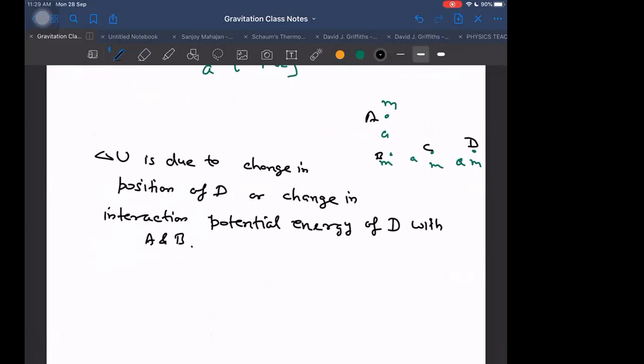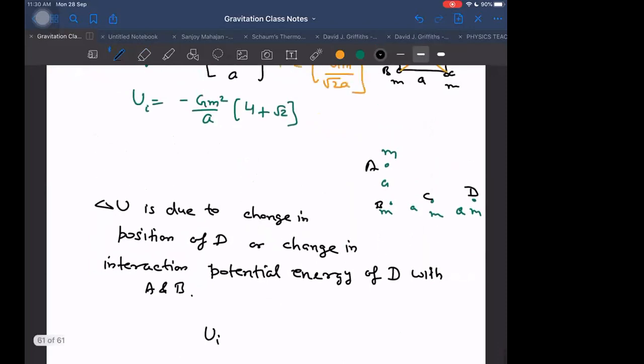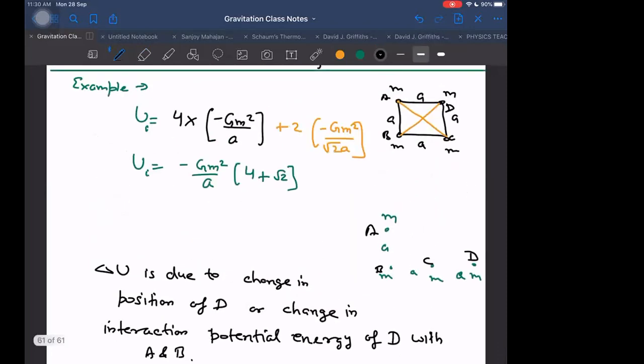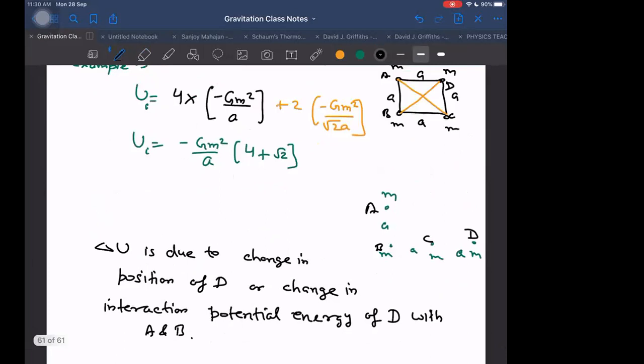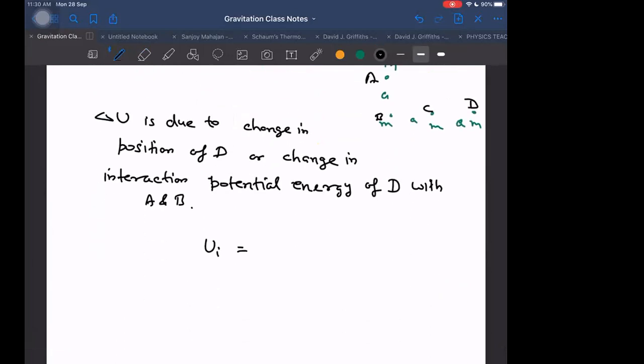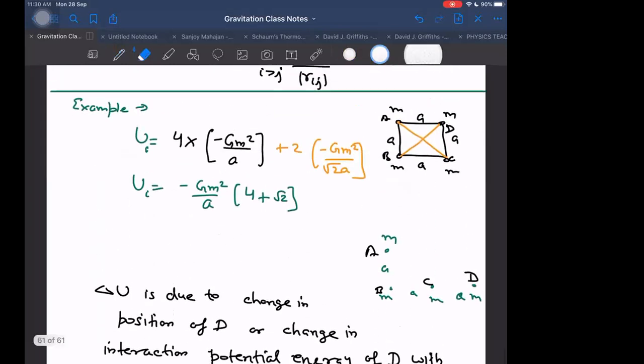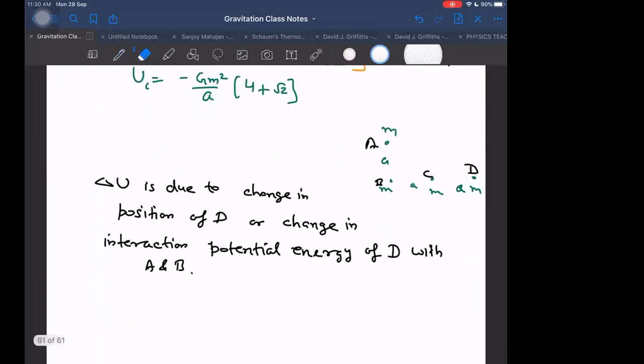I have to find out what is the potential energy initially between D and A and between D and B, and what is the potential energy between D and A and D and B finally. It is just interaction potential energy. Let us give it some name, UD between D and A. Then I can write UDA plus UDB initial.